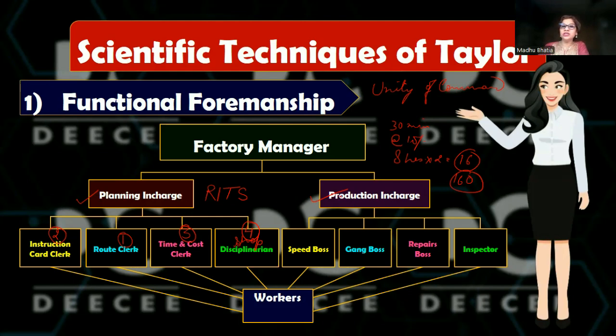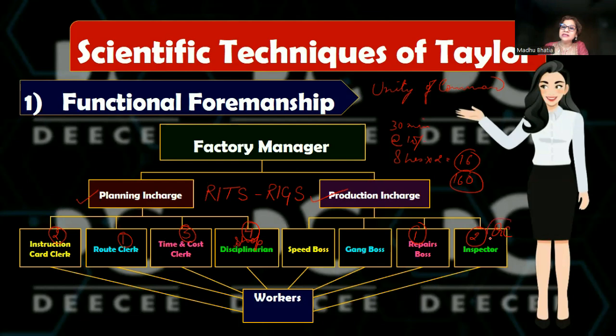Coming on to production in charge. So the code over here is, I call it as RITS and RIGS, so that it's easier for you. So RIGS now. So now what is this RIGS? The first is repairs boss. Obviously, his job is to repair the machinery and keep it intact so that there is no problem in working. I stands for the inspector. So the job of the inspector is to keep a check on the quality. So he is the quality control.